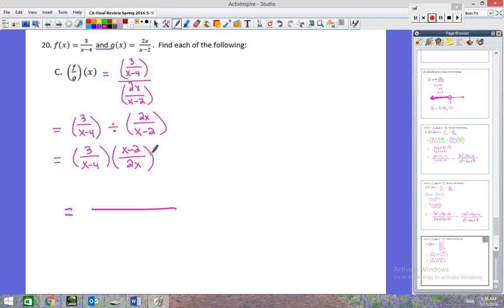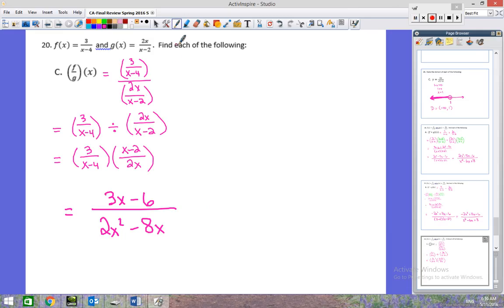You just multiply straight across the numerator and multiply straight across the denominator. This 3 gets distributed to both of those terms, so I've got 3x minus 6. This 2x gets distributed to both of those terms, so I have 2x squared minus 8x. And I can't simplify that any further.